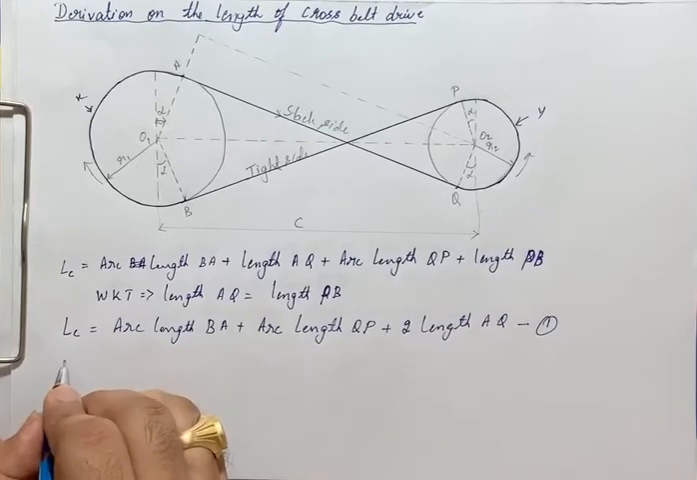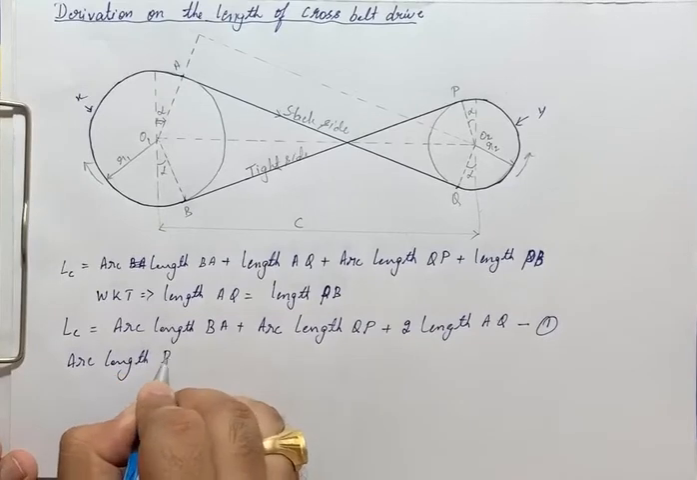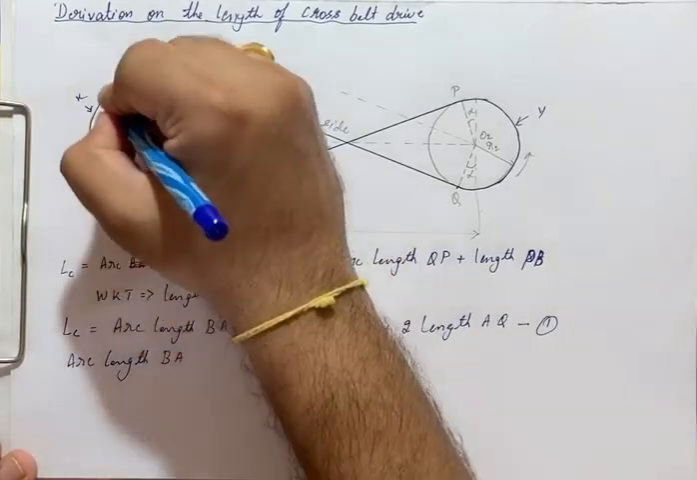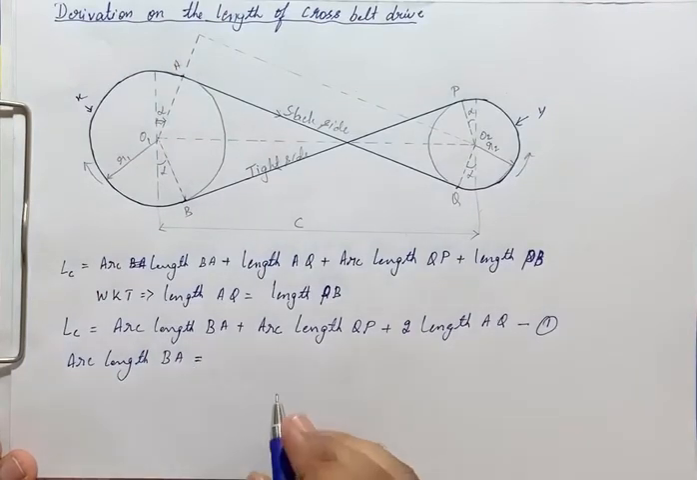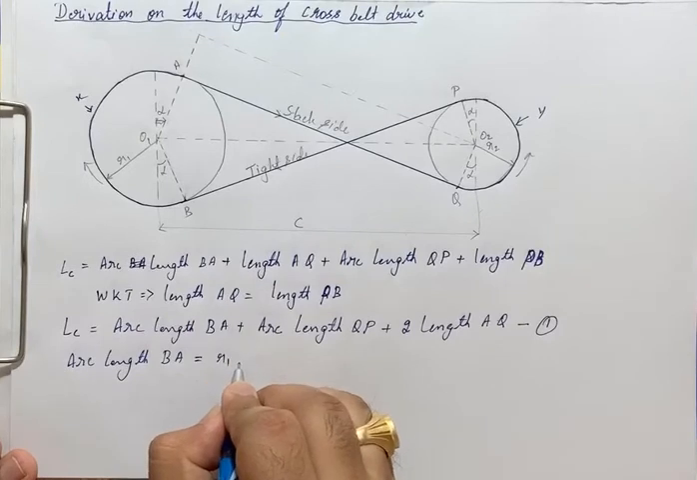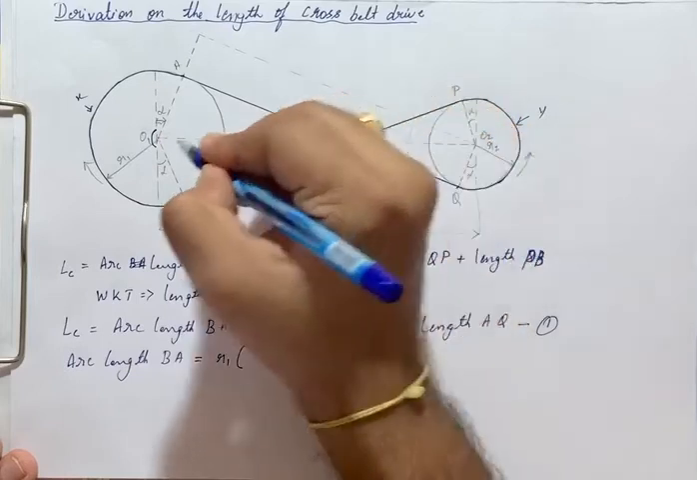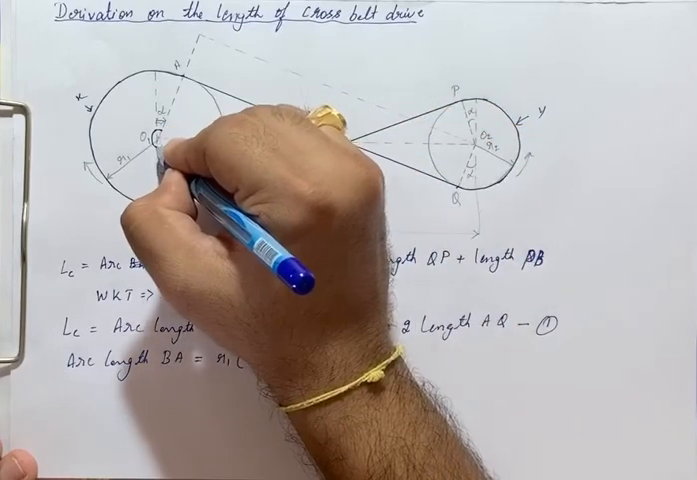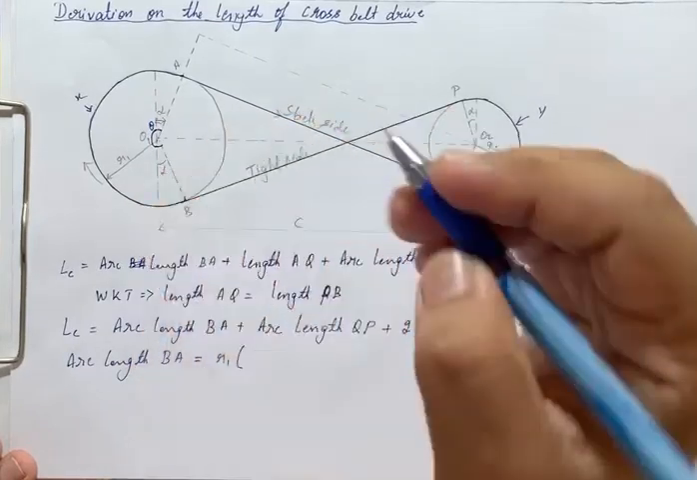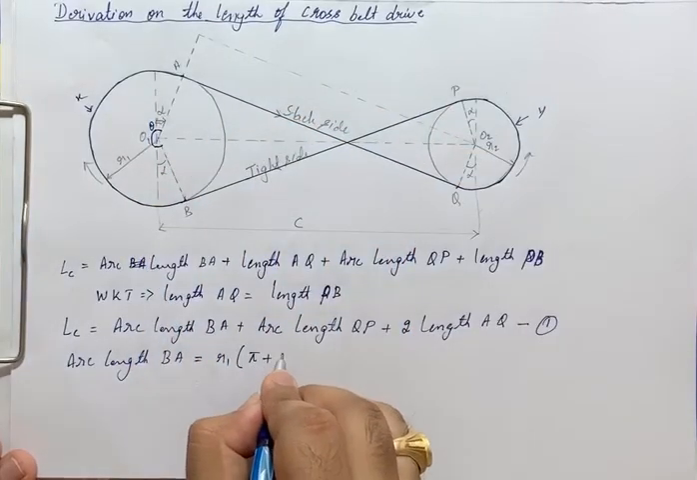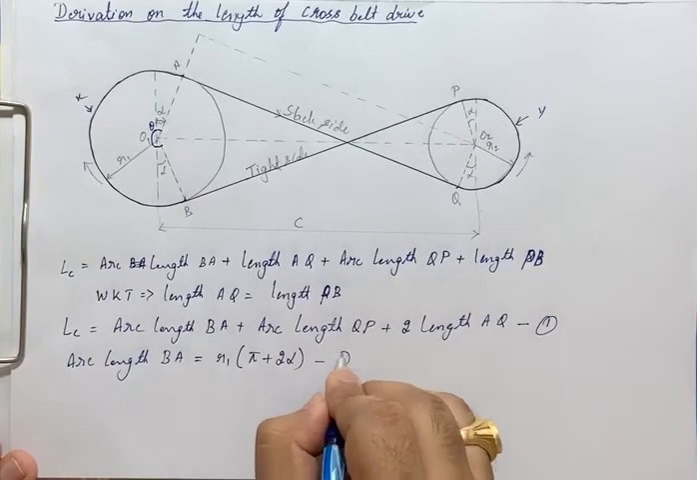Now, what is arc length? For the arc length BA, S is equal to R theta. R is R1. The total angle theta is pi plus 2 times alpha. Call this equation number 2.